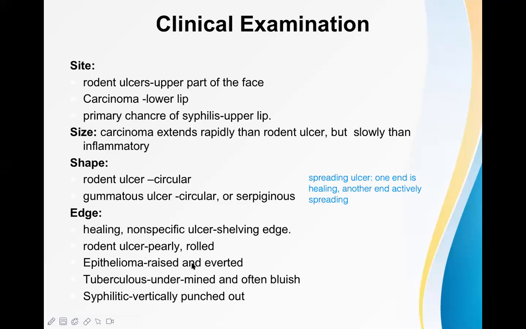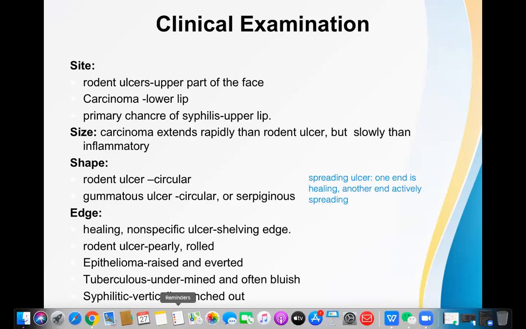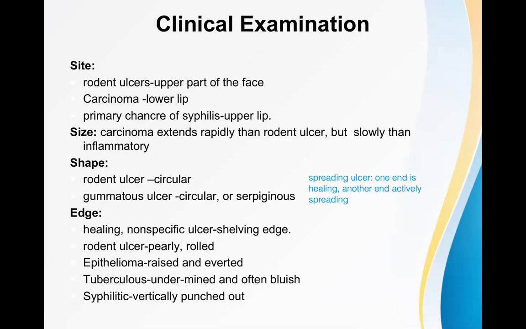It's a beaded edge. Epithelioma, also known as cutaneous squamous cell carcinoma, has a raised and everted edge, rolled over or everted. Tuberculous ulcer has an undermined edge and it often looks bluish during the examination. Whereas the syphilitic ulcer is a punched out ulcer, vertically punched out. These are some of the important points regarding the edge, and they are very, very important questions from the MCQ and viva point of view.